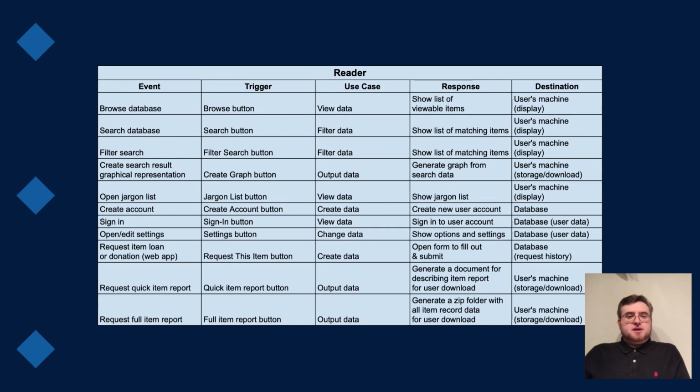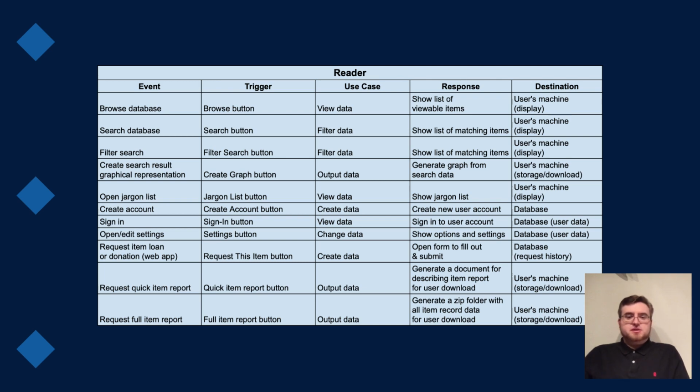Our most basic event table is the reader table. Most of these events may be triggered with or without an account. Readers may initiate events to browse the database, search the database, and filter their search. Graphs may be made using search results. Data is filtered but not changed, and the destination is the display on the user's machine.